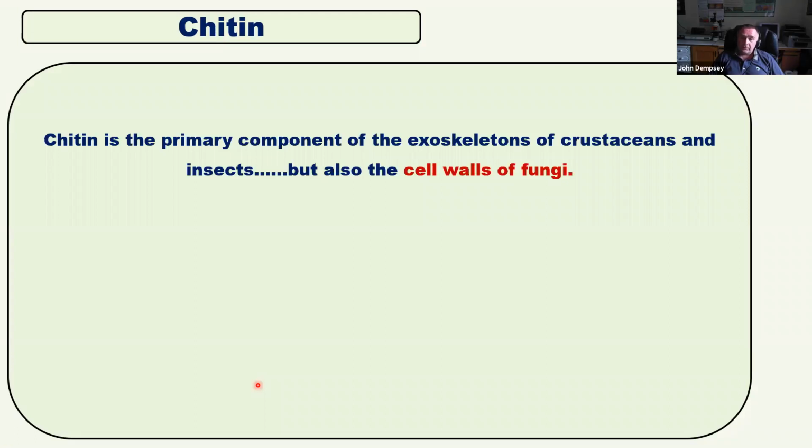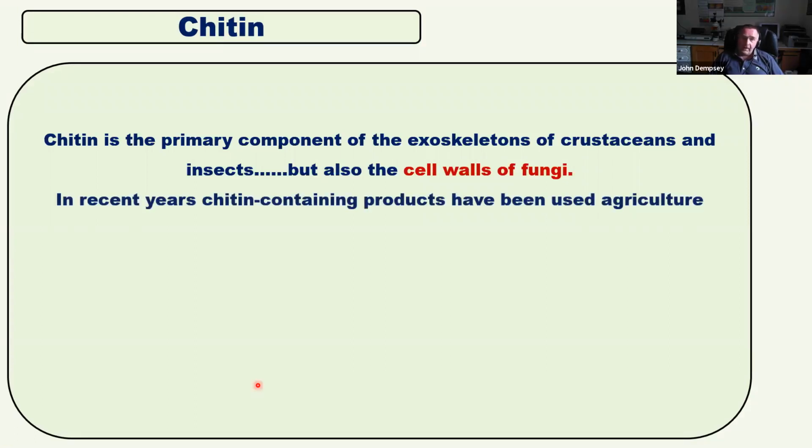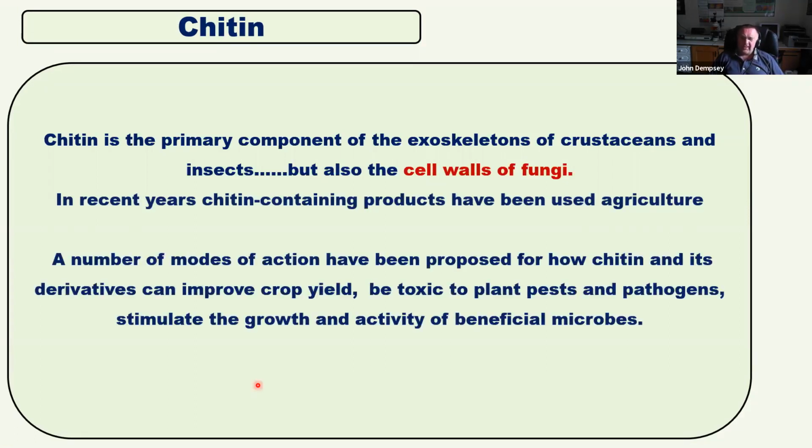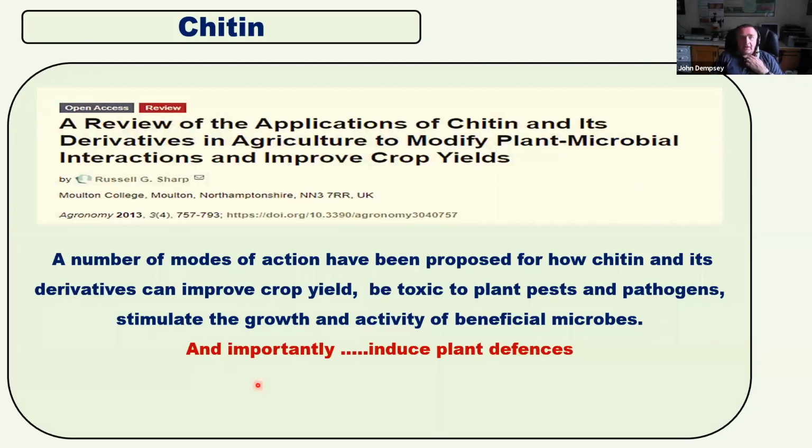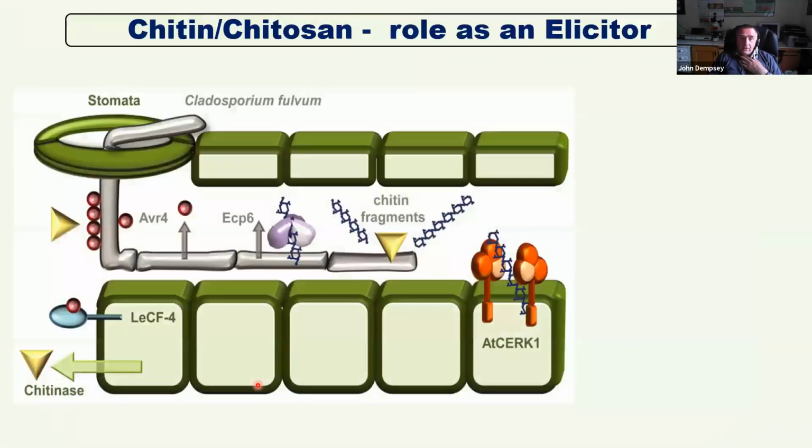It forms the fungal cell walls, chitin does. And there has been a lot of research in agriculture in the last couple of years, because it can act as an elicitor. So is it effective though? That's the question. Well, how does it work?